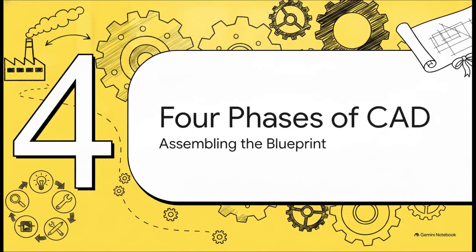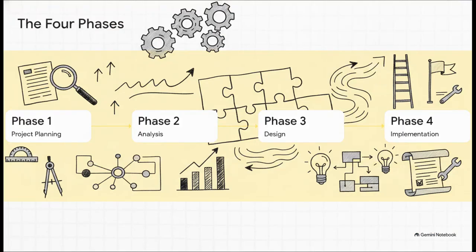Moving on to Part 4, the 4 phases of CAD. So how do we actually assemble this blueprint? Phase 1 is project planning. Phase 2 is analysis. Phase 3 is design. And Phase 4 is implementation planning.